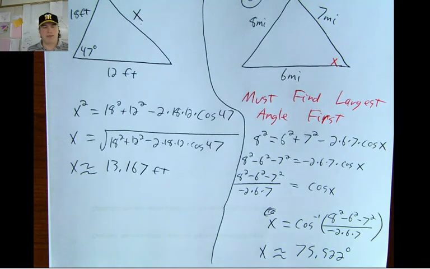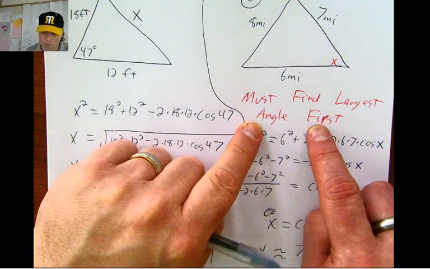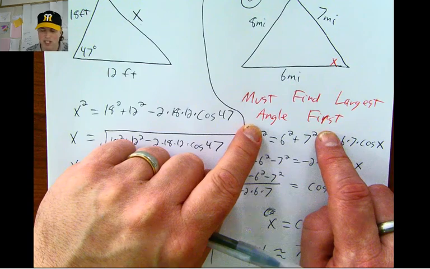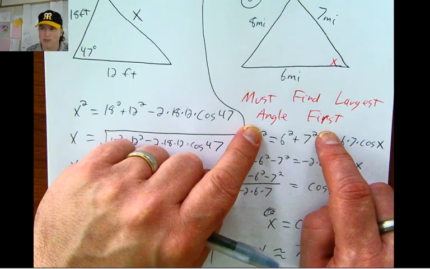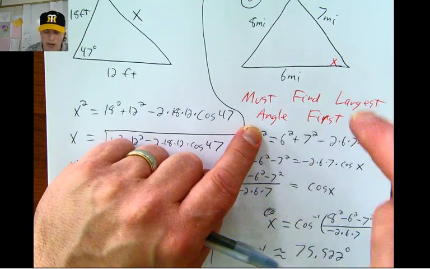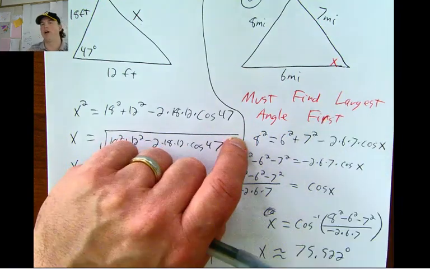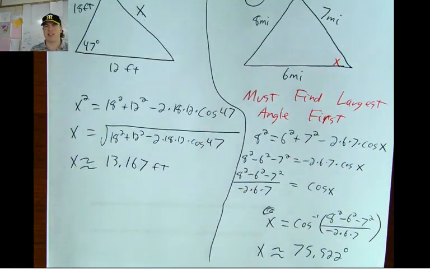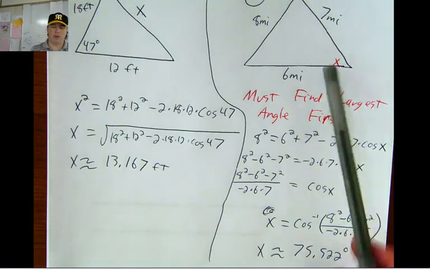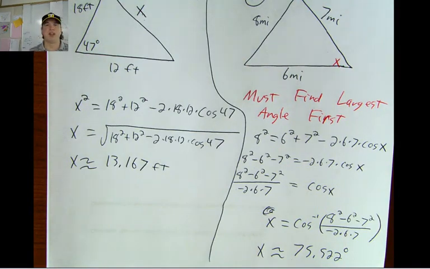The only thing that's different between the advanced and the normals is that if you're normal, you must always find the largest angle first. If you're advanced, you do not have to follow this rule, and I'll talk more about that tomorrow. But it's actually a really good rule of thumb. Always find that largest angle first.